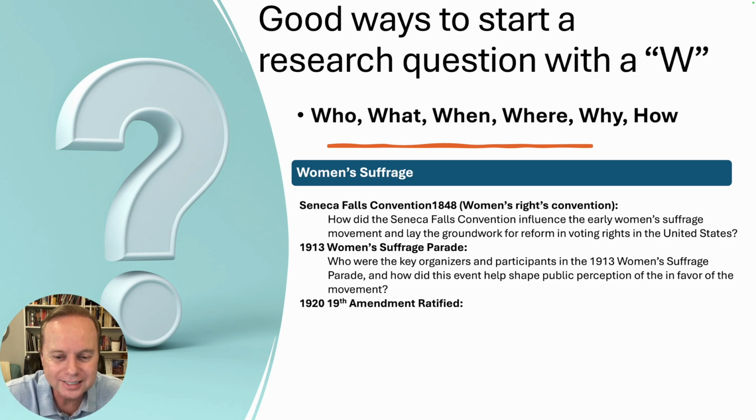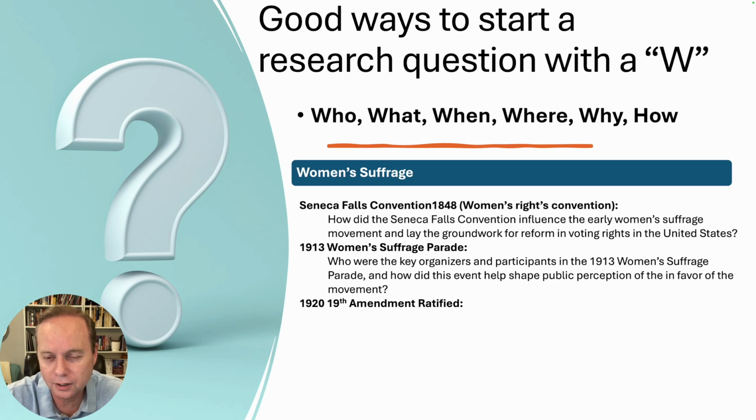1920, 19th Amendment was ratified. So this is the one that officially gave women the right to vote. Okay, so who were the major players behind the 19th Amendment that helped ratify it? What were the challenges that they had to overcome? When did the women not only receive the right to vote, but when did they? When is a tough one, because that one's an easy one to answer.